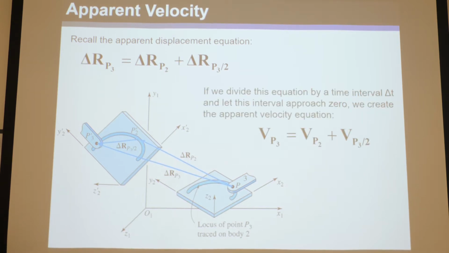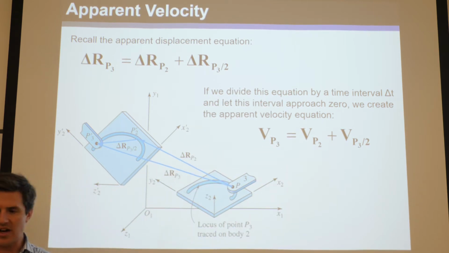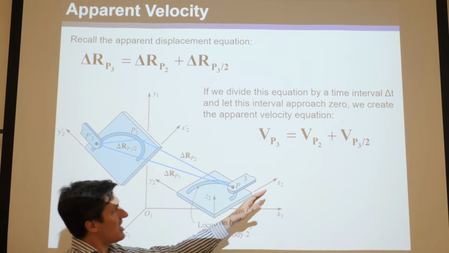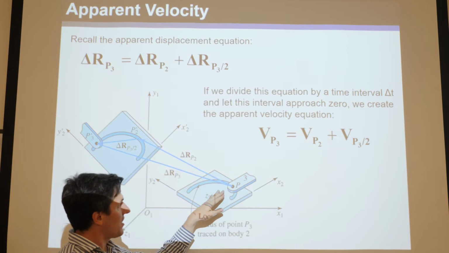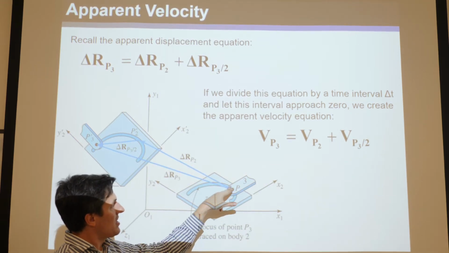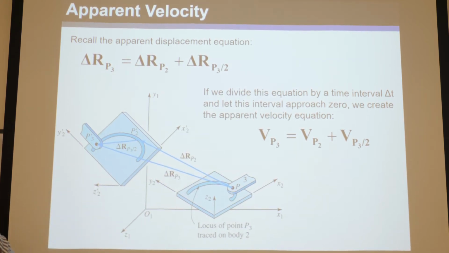And if you divide these by delta t, then what you get is average apparent velocities, but then you shrink the delta t to 0 and you essentially get instantaneous velocities. And so this is the apparent velocity equation. There's no magic here. It's quite obvious. You take the velocity of the point on the base link and add it to the apparent velocity relative to that link of the link on top, and that will be the absolute velocity of that point of that link on top.